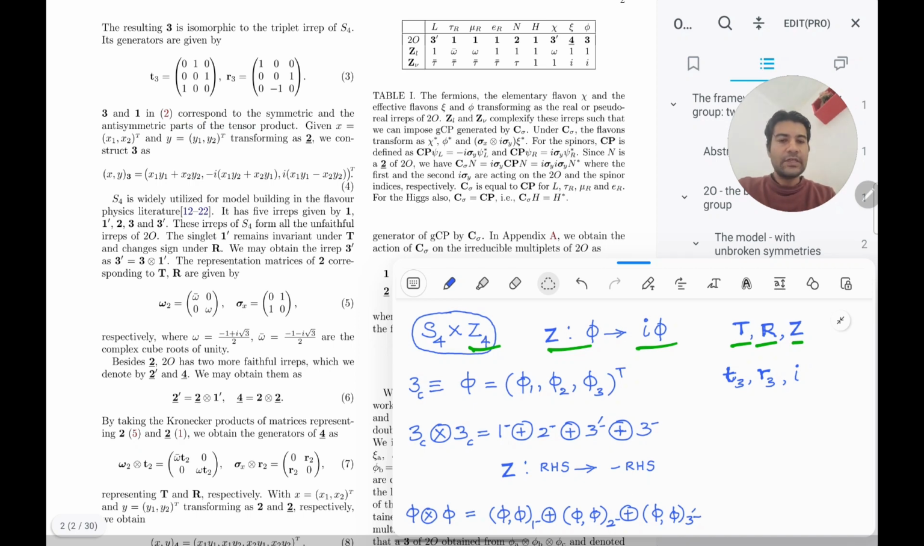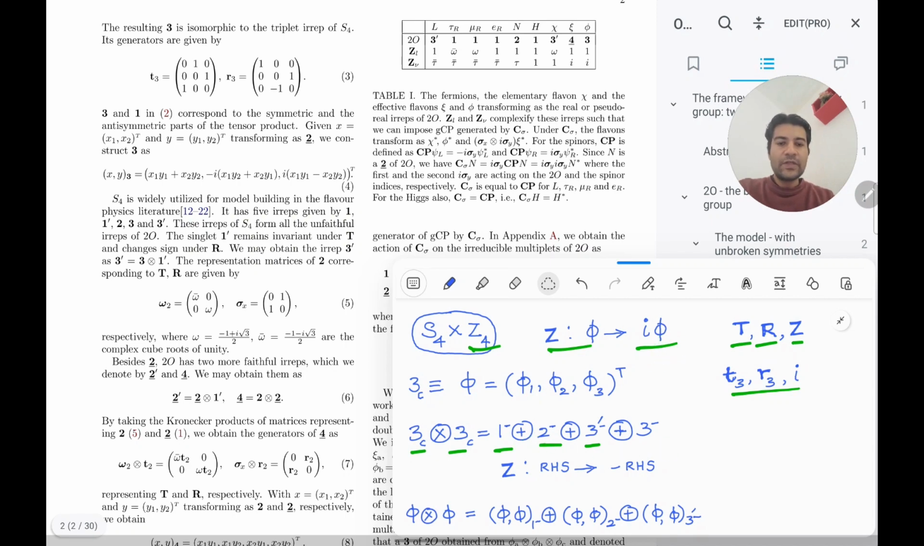So for the triplet 3C, the generators correspond to bold T3, bold R3, and i. As usual, the tensor product expansion is 3C cross 3C, giving you a singlet, doublet, and 3 prime. Unlike the previous example, the objects on the RHS are not complex irreps here because you are squaring i, and i square is -1, which is a real number.